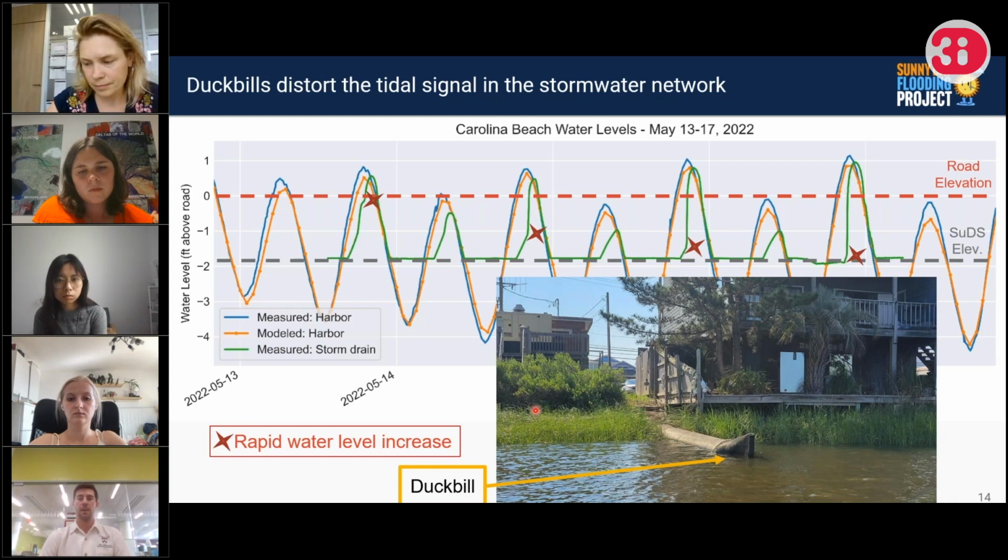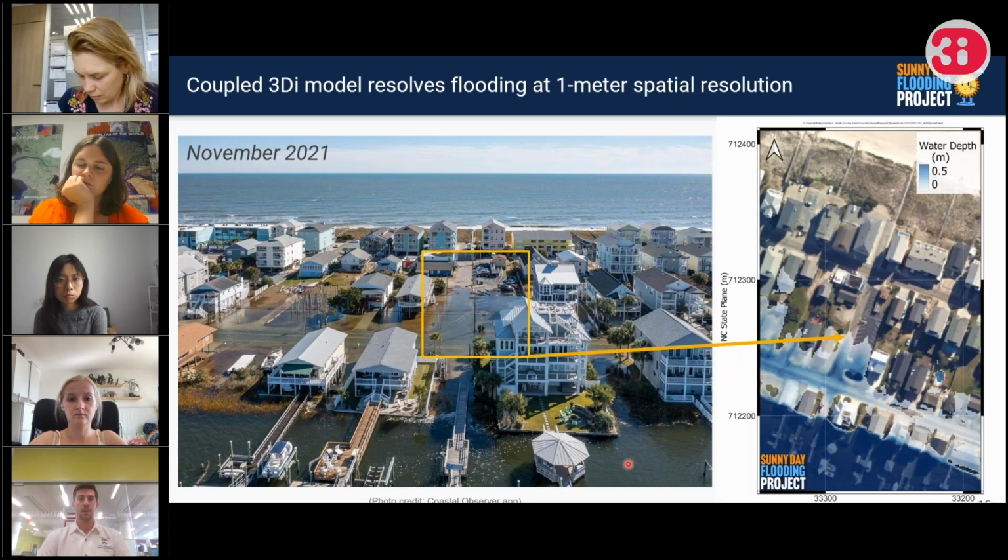stormwater system. The difference between water levels in the harbor and on the roadway is a motivation for using 3Di. The 1D, 2D simulations in 3Di are well suited for resolving the magnitude and timing of flooding that moves from an open water body through stormwater infrastructure or overland to upland areas and roadways. Because 3Di is a subgrid model that retains the bathymetries and topographies of the input elevation raster, this model allows us to resolve flood extents at the 1 meter resolution of our input digital elevation model.